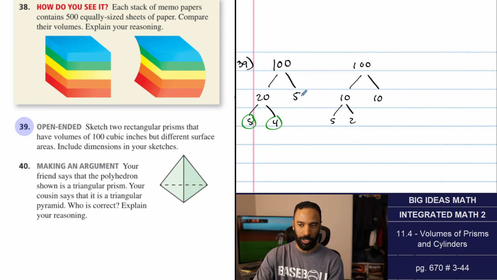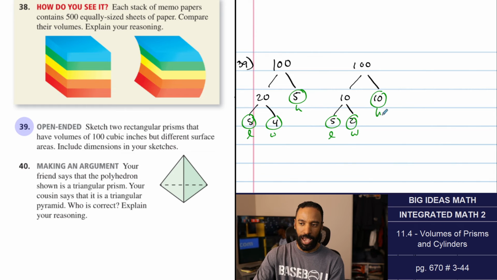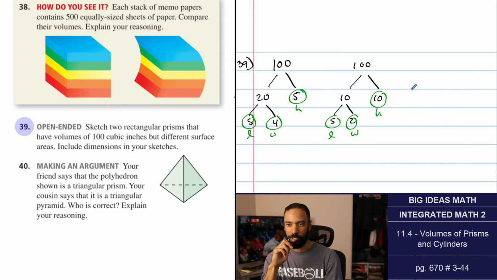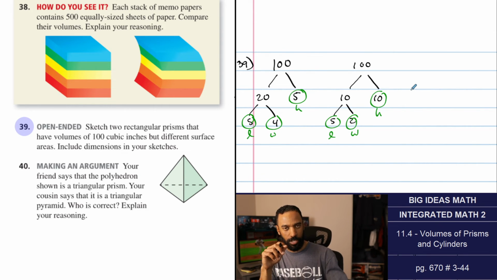Rectangular, with this height. So this can be length, width, and height, and this can be length, width, and height. I believe that these would then have different surface areas. I'm trying to make sure these would have different surface areas, even though you don't know how surface area works necessarily.